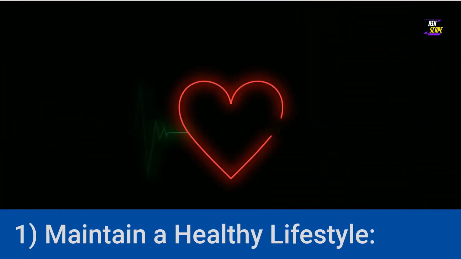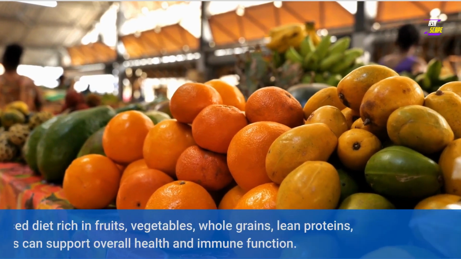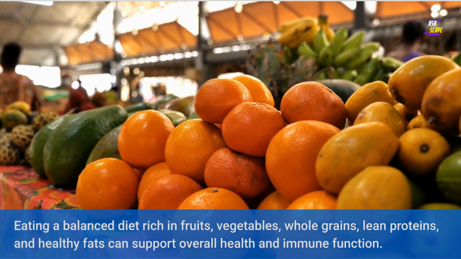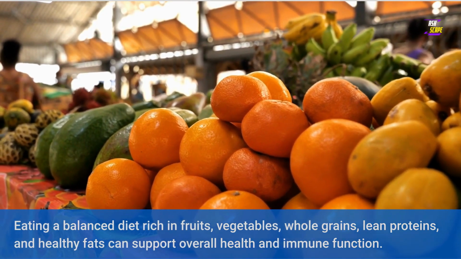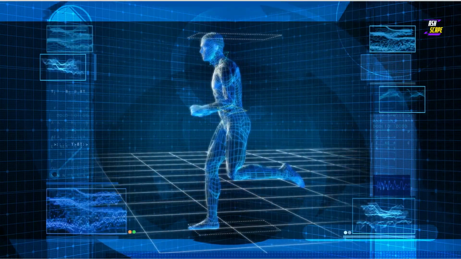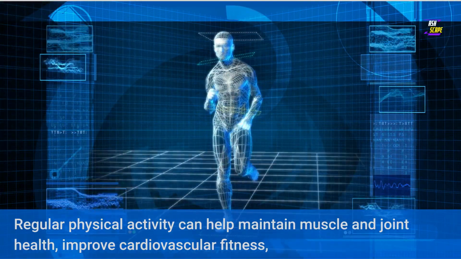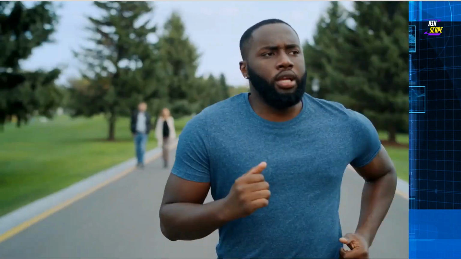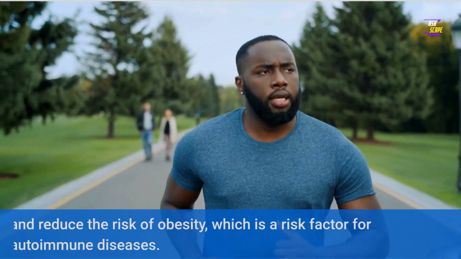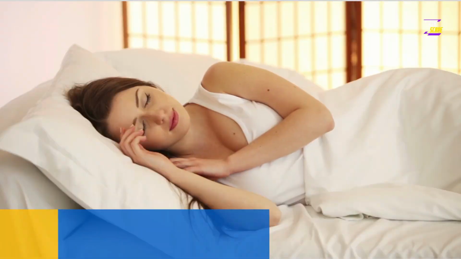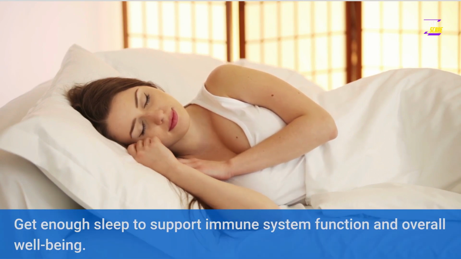1. Maintain a healthy lifestyle. Eating a balanced diet rich in fruits, vegetables, whole grains, lean proteins, and healthy fats can support overall health and immune function. Regular physical activity can help maintain muscle and joint health, improve cardiovascular fitness, and reduce the risk of obesity, which is a risk factor for autoimmune diseases. Get enough sleep to support immune system function and overall well-being.